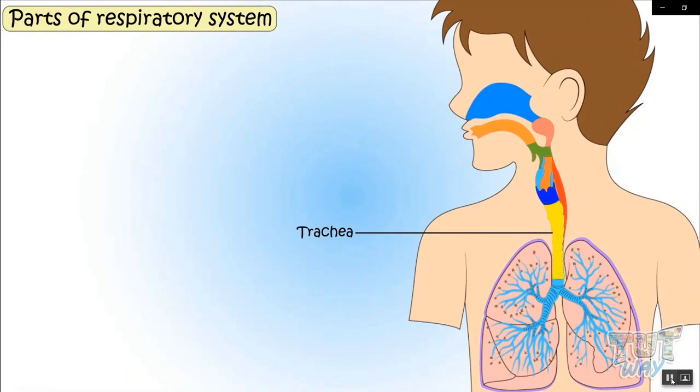It connects the larynx to the bronchi. Air also gets filtered here before entering the lungs. The inner lining of the trachea produces mucus, which traps the harmful particles from the air we breathe in before they enter the lungs.